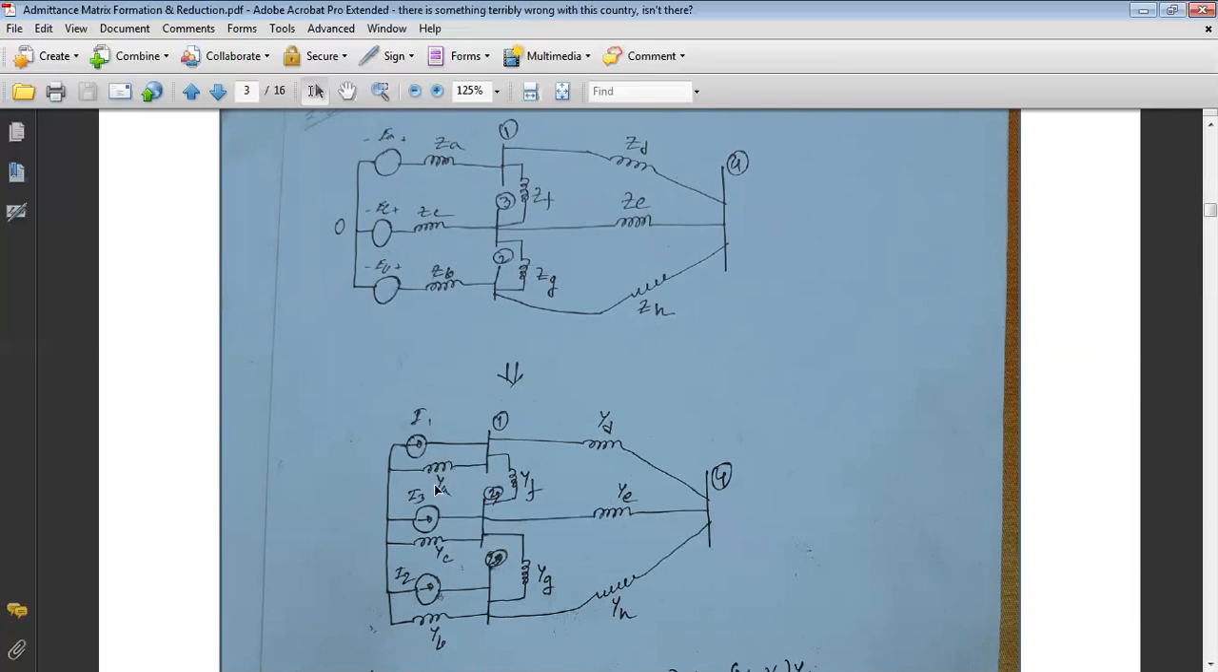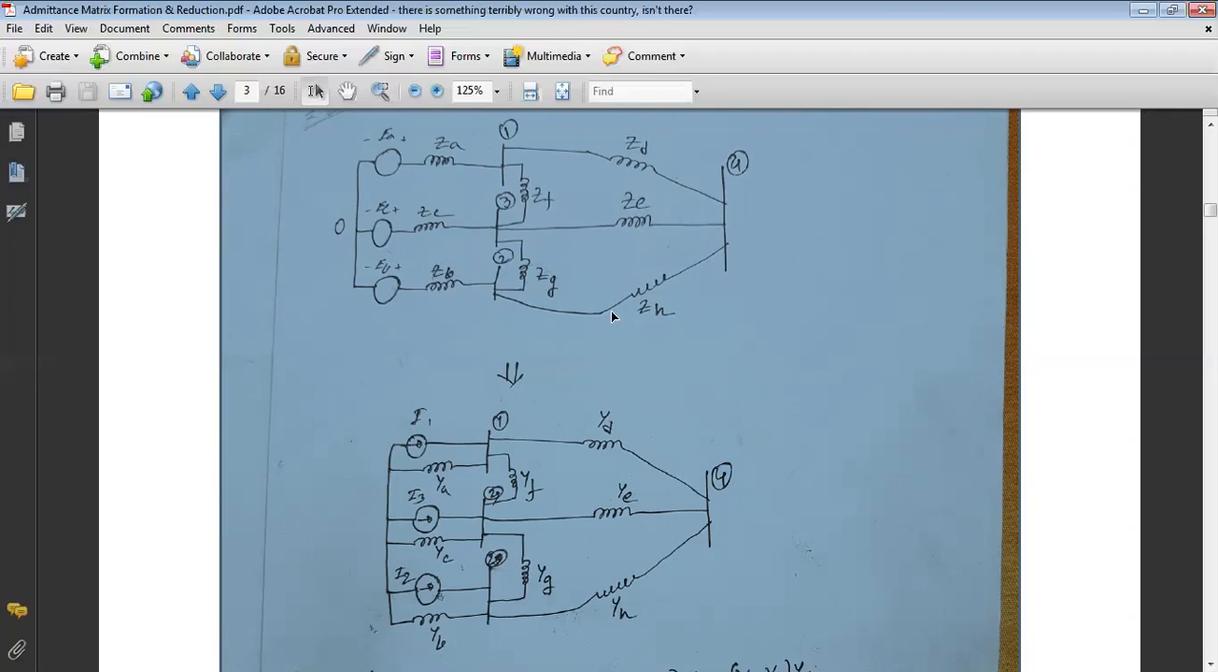So what is the equation of YA actually? YA is equal to the inverse of ZA, or 1 by ZA. Similarly, ZC is converted to YC, the inverse of ZC. ZB is converted to YB, the inverse of ZB. So all the impedances of the other connecting buses are now converted to admittances.